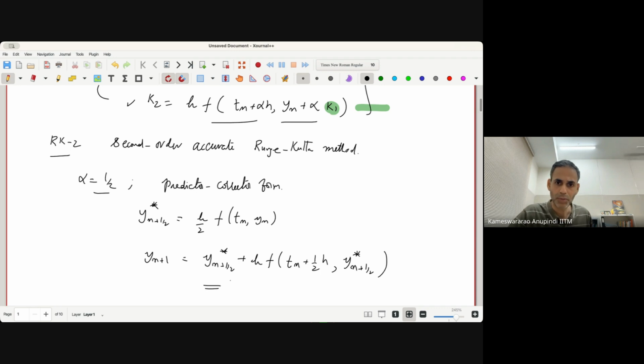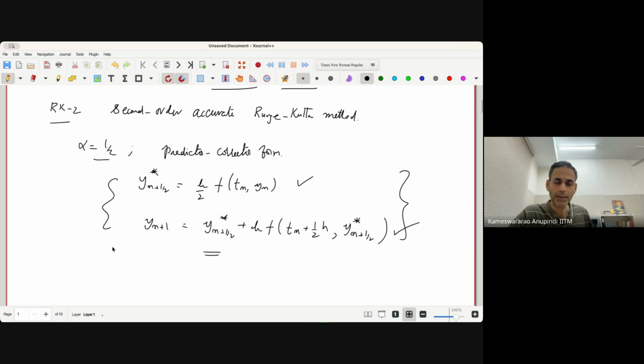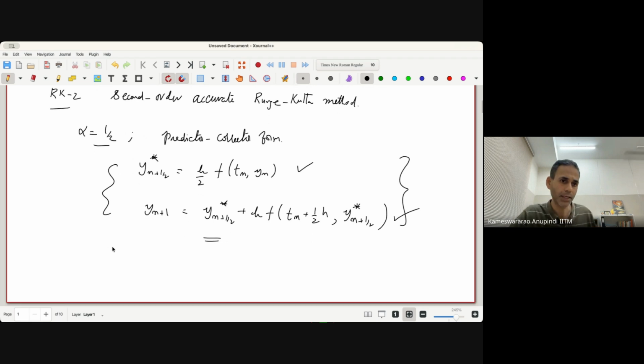Okay, so typically they are written in terms of a predictor corrector form. So we first calculate what is yn plus 1 half star, and then with that value we will again evaluate this thing and calculate what is yn plus 1. Okay, so that is the RK2 method. Okay, any questions on this so far? Any questions, anybody?